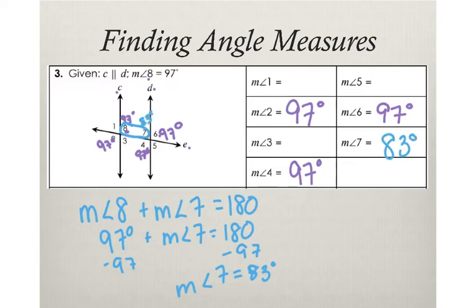And again, you can use your rules that you know. Alternate interior angles would be 3 and 7. So angle 3 is also 83 degrees.